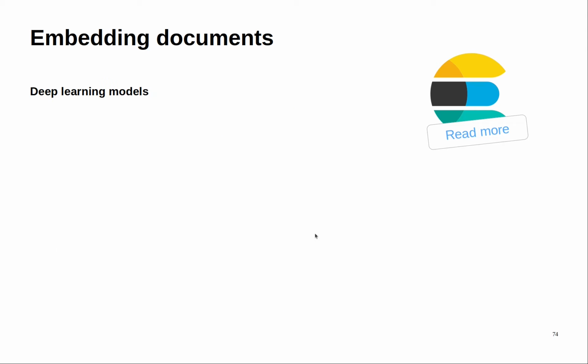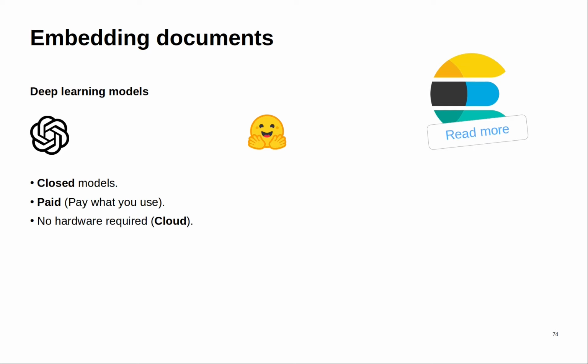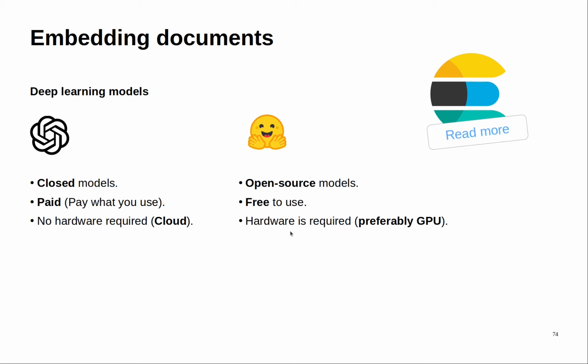When it comes to using deep learning models, you have 2 options: closed models or open source models. Closed models are paid and operate in the cloud, meaning that the computations are not performed on your hardware. They are performed on a PC in the cloud. In contrast, open source models are free to use and accessible on Hugging Face. But if you decide to use open source models, you need to have a decent hardware, preferably a GPU, because the computations are going to be performed on your hardware.